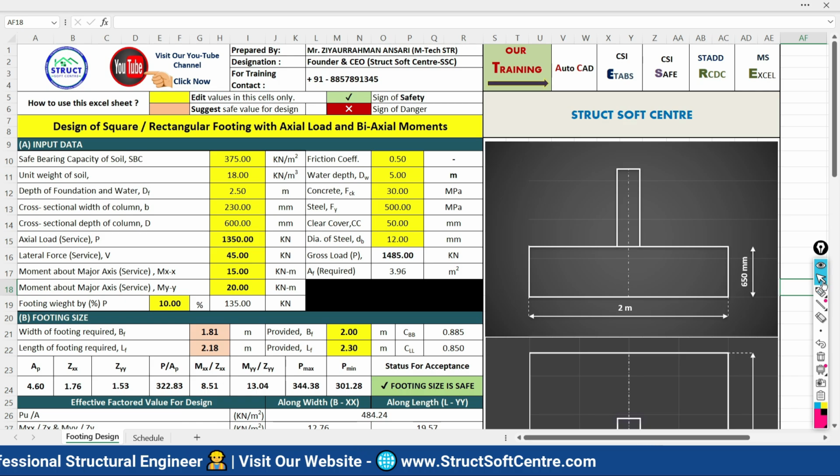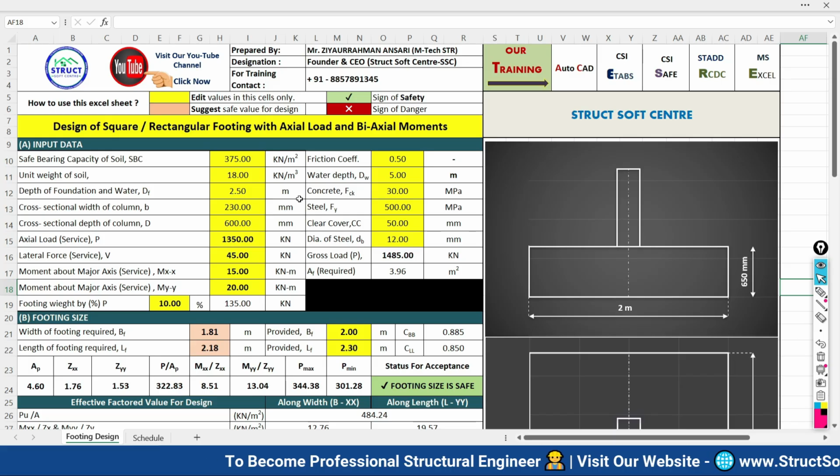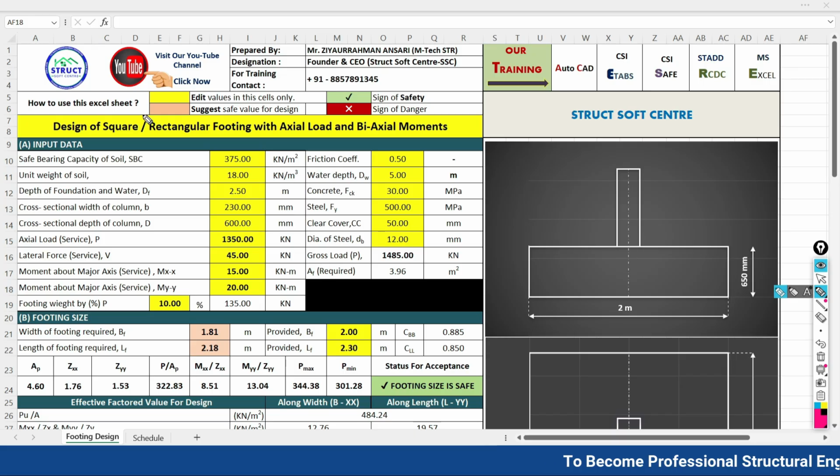Now one by one we have to do the steps for the purpose of designing. But before that, let's try to understand how to use this spreadsheet. Here some guidelines have been given on how to use it. You have to edit the values only in yellow cells. Wherever the white cells are present, you don't need to do anything.